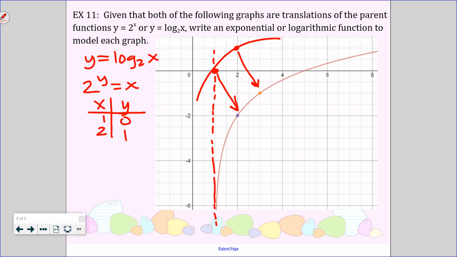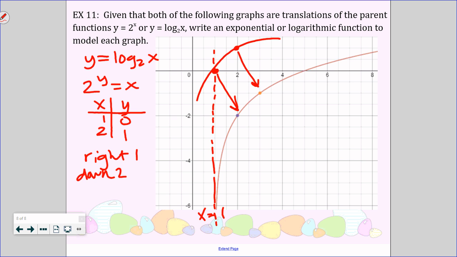So all the points have been translated. We can tell that they moved to the right 1. Our asymptote here is at x equals 1, so that's a giveaway there. So we are moving right 1. And it looks like we are moving down 2.